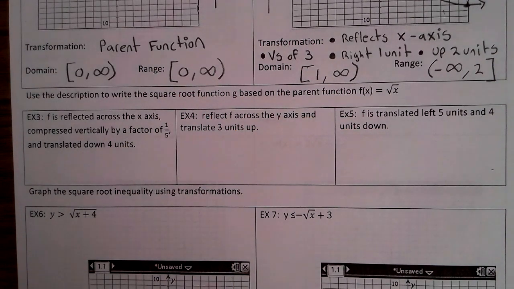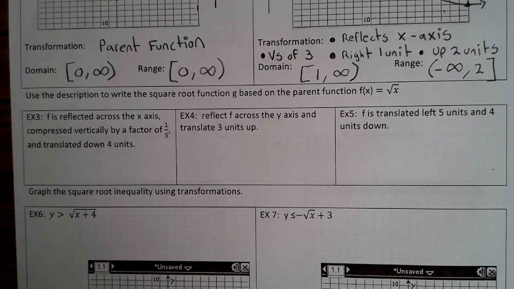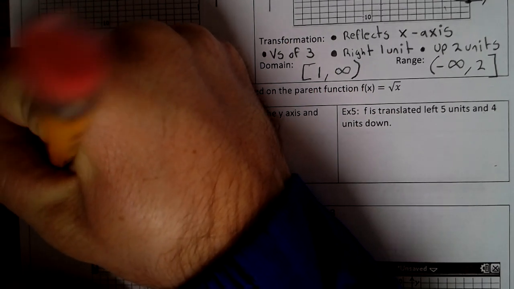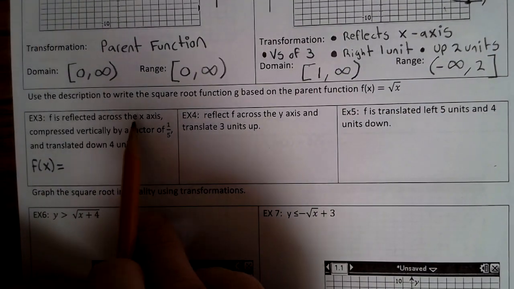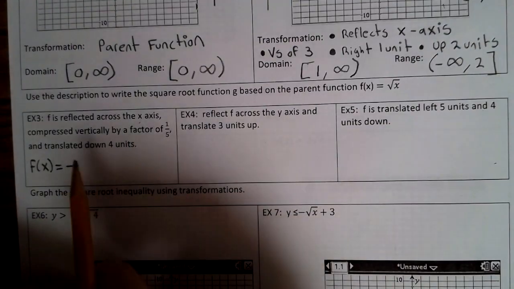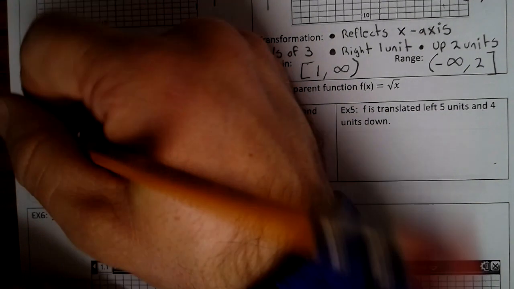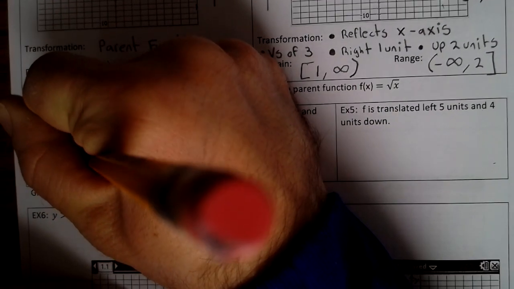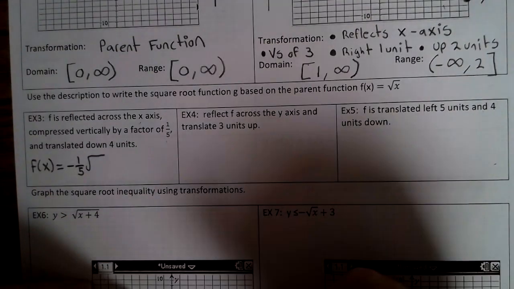F is reflected over the x-axis, compressed vertically by a factor of 1/5 and translated down 4 units. So f of x equals, now reflected across the x-axis, so that means the negative is in front. Now compressed means the 1/5 is in front of the square root, and then the down 4 is a subtract 4.